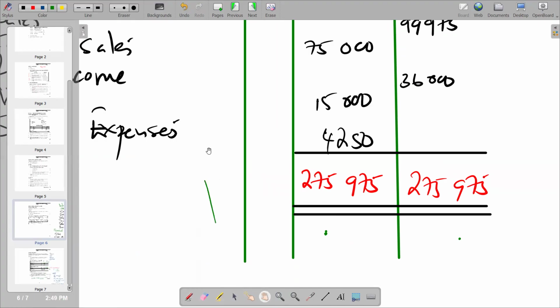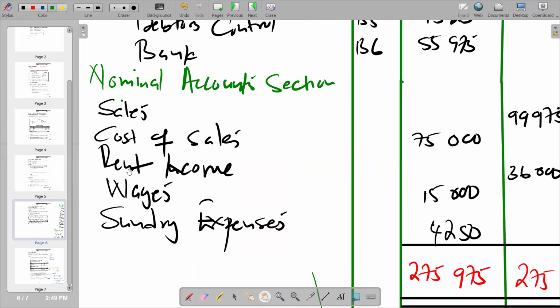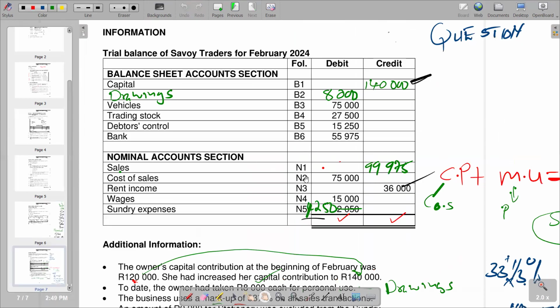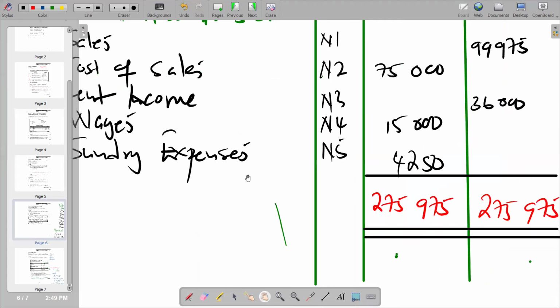So obviously, we remember we have our folio. We skipped the folio in terms of sales. We can just refer back. You see that from sales we've got N1, N2, N3, N4, N5. So we are just going to enter as such. So we are saying N1, N2 for cost of sales, for rent income, N3 for wages, N4, and then for sundry expenses, we've got N5. So this is what we are putting together in this video.